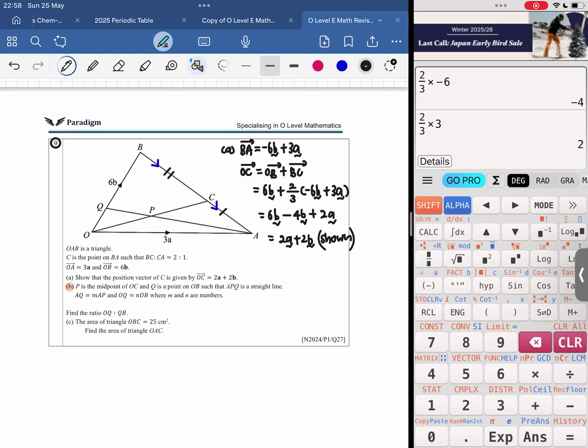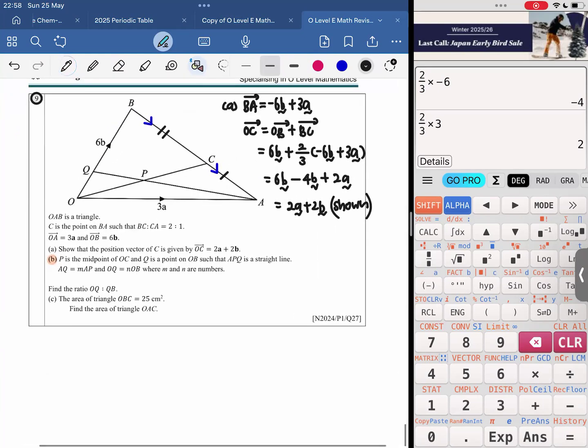How many marks is this? I also cannot remember. I think it's about 2 marks max. I don't think anything more than that. Okay, now part B is the scary one.